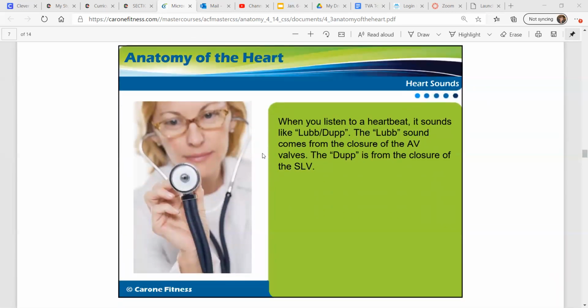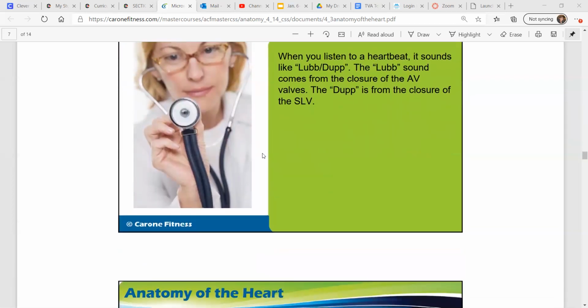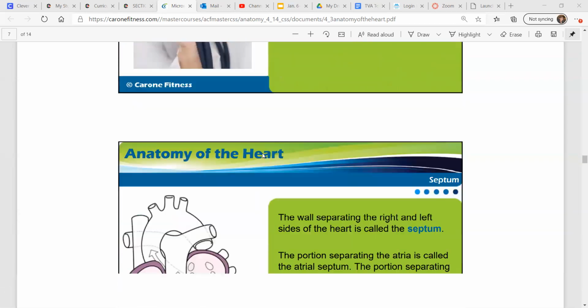When you listen to your heartbeat, it sounds like lub-dup, lub-dup. And that first sound, the lub sound, comes from the closure of the AV valve. And the second sound, the dup, is from the closure of the SLV, the semilunar valve. So those sounds are the valves making noise.